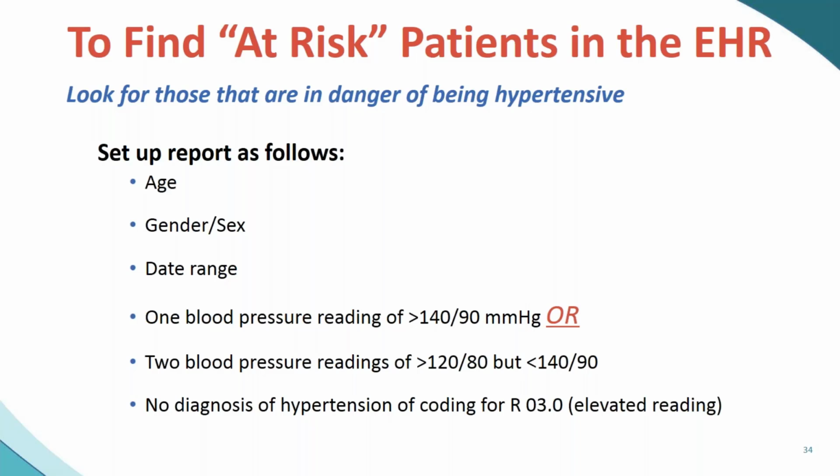It's one of those things where maybe you want to have that patient come in more frequently than once a year to verify whether or not they are truly hypertensive, so you can consider what your care plan is going to be for them. In this one, you can also exclude the ones who are R03 in their coding, because those are ones that you've already recognized as having elevated reading and you're going to already be following up on them.